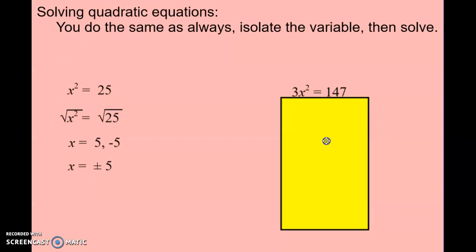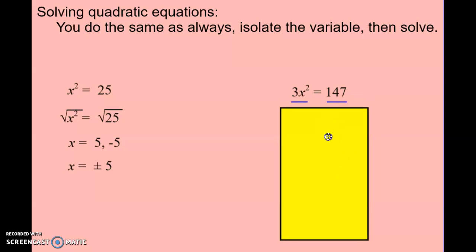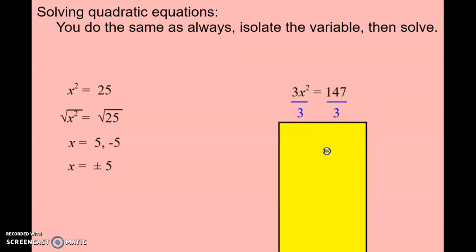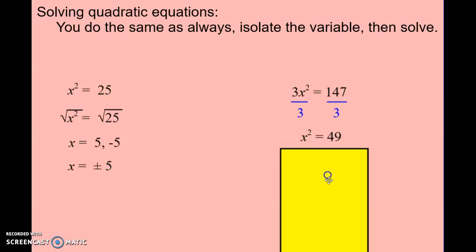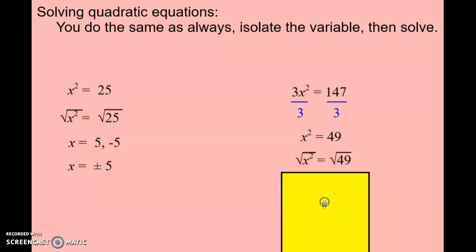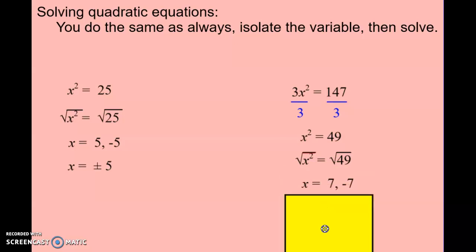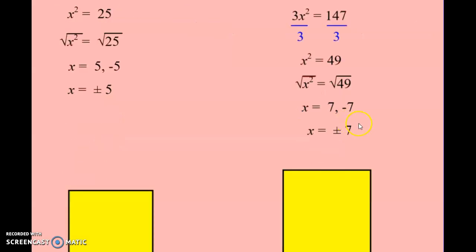How about this one? Well, this one doesn't have the variable by itself. So I'm going to divide by 3 on both sides, get x squared is equal to 49, take the square root of both sides, x equals 7 and a -7, so x equals plus or minus 7.